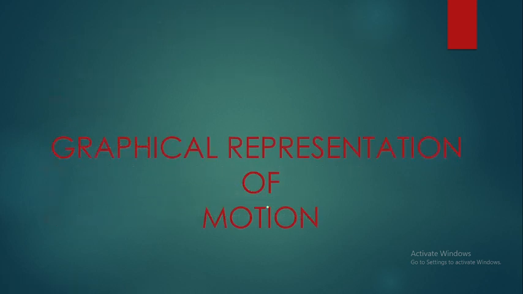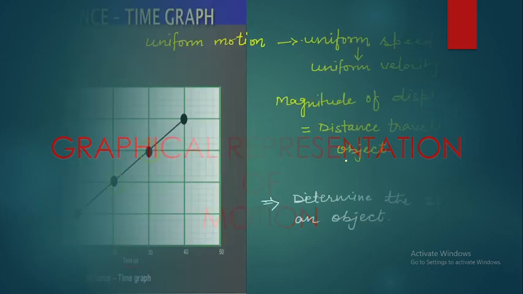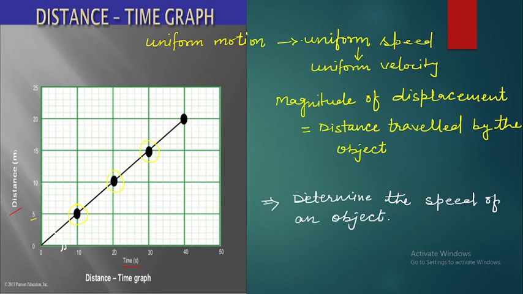Graphical representation of motion. As you have studied in mathematics, a straight line graph helps in solving a linear equation having two variables. To describe the motion of an object, we can use line graphs. In this case, line graphs show the dependence of one physical quantity, such as distance or velocity, on another quantity such as time. First graph, distance time graph for uniform motion.